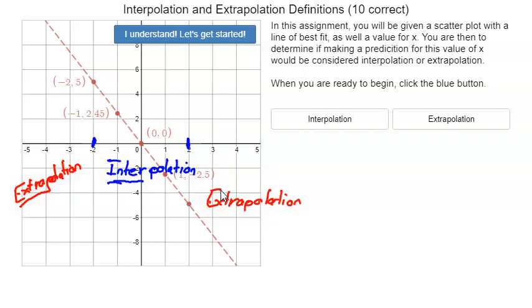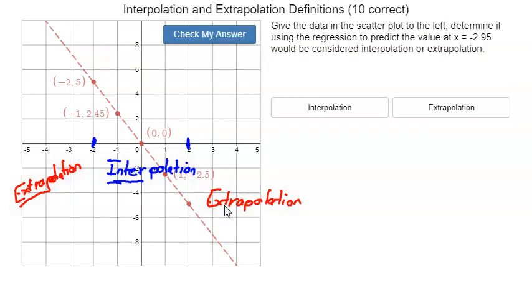And the reason this matters, and you'll notice I wrote interpolation in blue and extrapolation in red, is that if we're making a prediction that is interpolation, that is actually a little bit safer of a prediction than when we're doing extrapolation. So the difference is small, but it matters. So let's get ourselves a practice problem here and see what goes on.